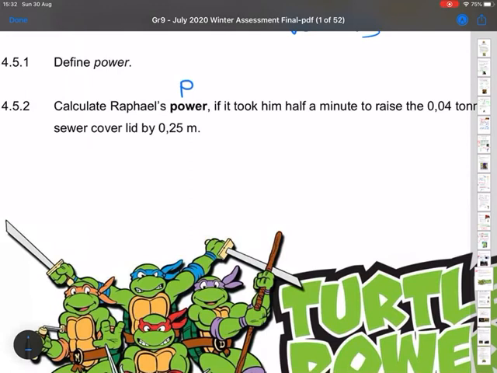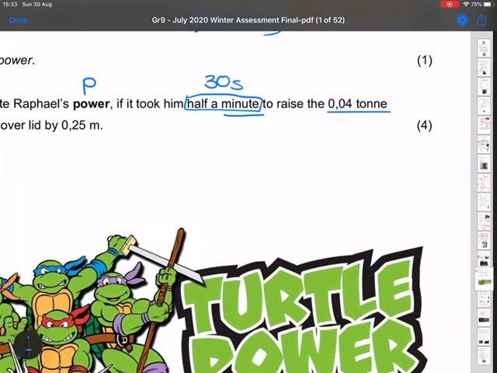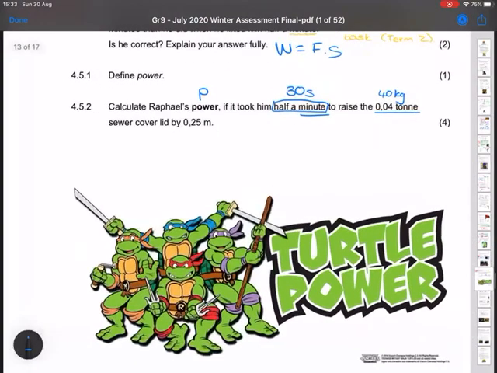If it took him half a minute, a minute is not an SI unit, so you need to convert half a minute. 1 minute is 60 seconds, so half a minute is 30 seconds. To raise the 0.04 tons, remember that was 40 kilograms, sewer cover lid by, that is going to be our distance. Formula for power: power equals work divided by time.